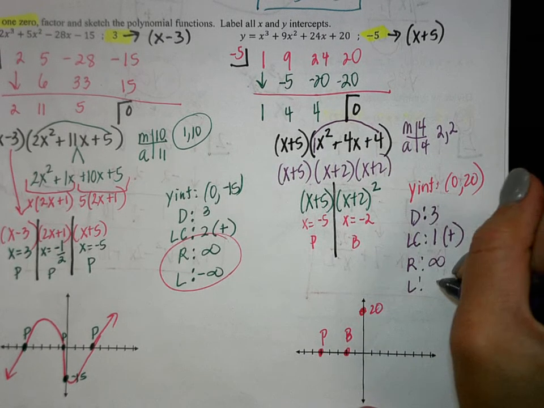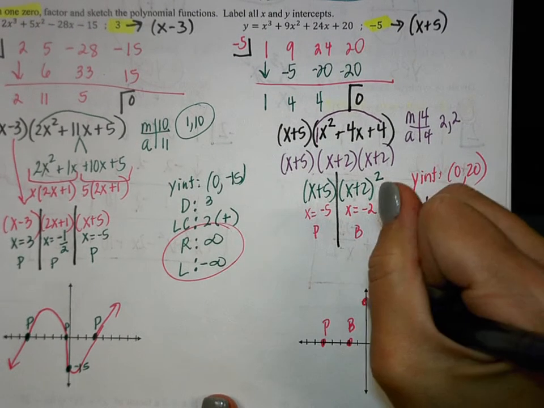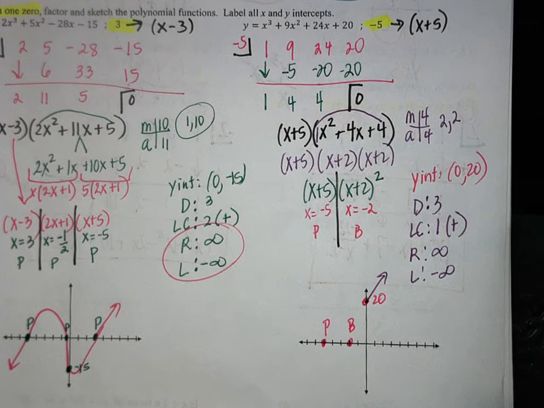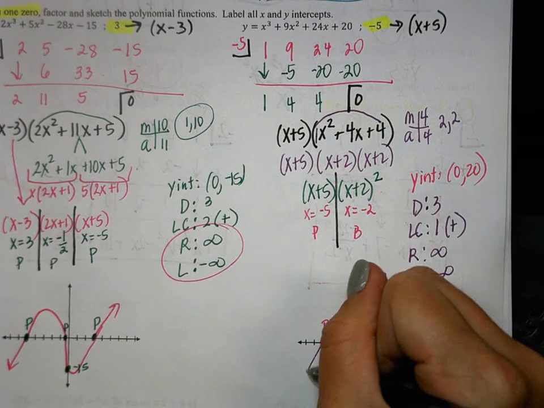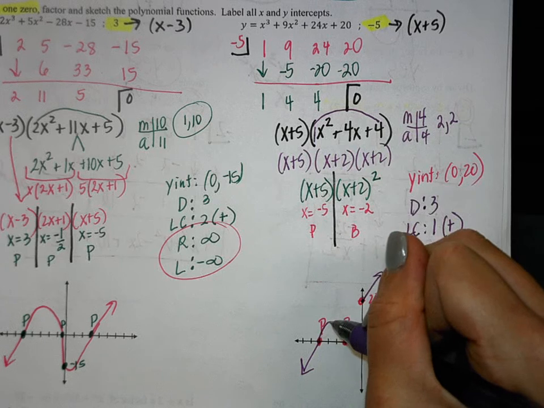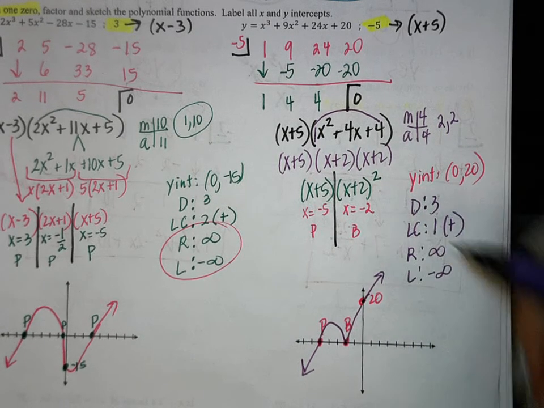So now I'm going to mark that on my graph. My furthest point right, which is my y-intercept, goes up. My furthest point left goes down. This passes through, turns around. When it bounces, it just turns around right there and goes the other direction. And you have it done.